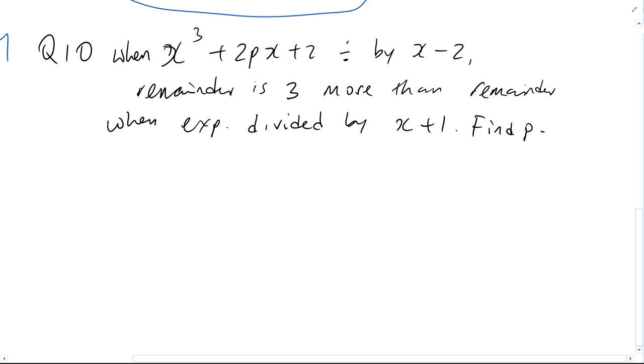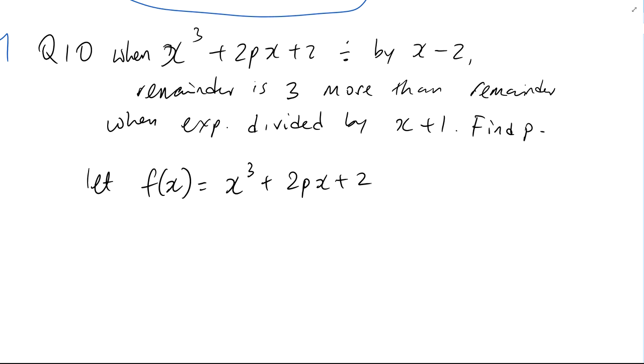Approach. Okay, let f(x) be equal to x cubed plus 2px plus 2. That's my first step. Now I need to translate the question into mathematics. First piece of information, when it is divided by x minus 2, the remainder is 3 more than something. Okay, let's go on to the next part. When it is divided by x plus 1, it has a certain remainder. Okay? Let us find out what we can get from these two pieces of information.